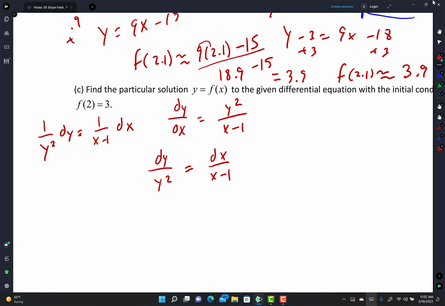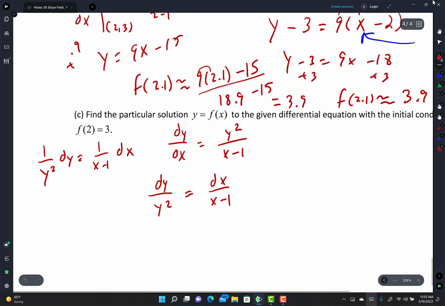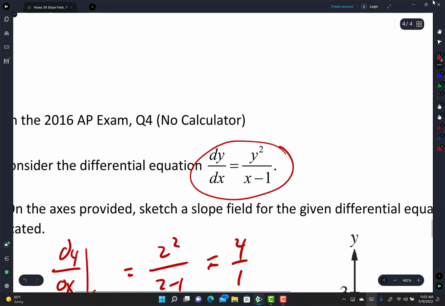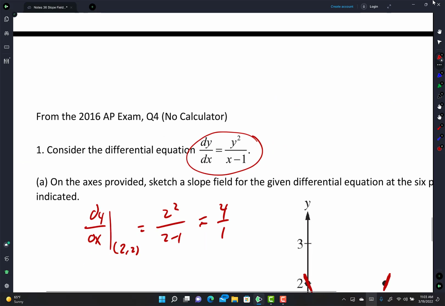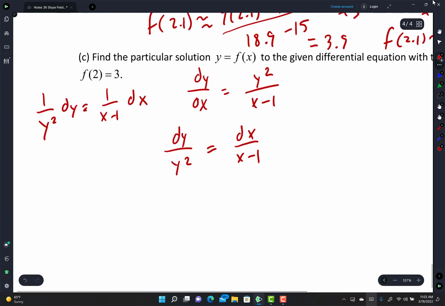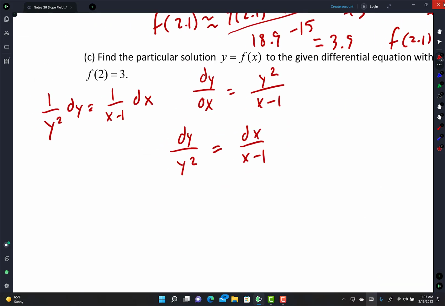Are we still okay? Oh, the variables are grouped by like: the y's with the y's. Oh, because that's a differential equation. And I have 2 different letters instead of just 1. You know what I mean? Okay, here we go. I'm going to rewrite this nicer. Y to the negative 2 dy equals 1 over x minus 1 dx. Are we still okay?